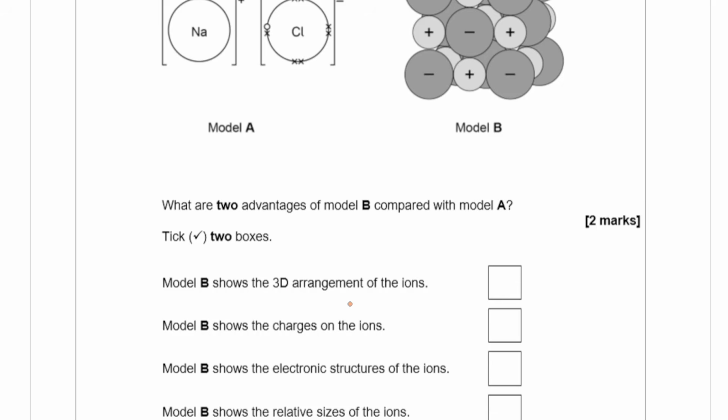Well, model B shows the 3D arrangement of the ions. Model B shows the charges of the ions? Both of them actually show charges. Model B shows the electronic structure? It doesn't. Model B shows the relative size of the ions. Yes, you can clearly see the sodium ion is smaller than the chloride ion.